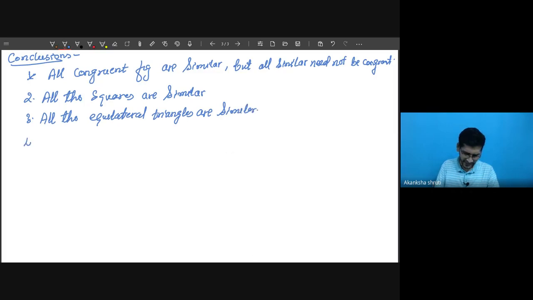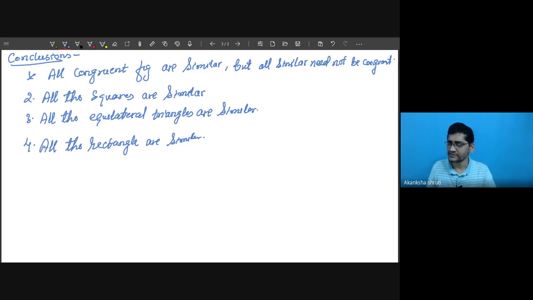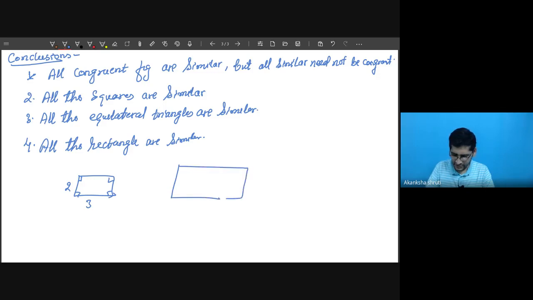Students, can we write like this? All the rectangles are similar. Is it correct or not? Students, you must think. For rectangles, write your answer, yes or no. Though this angle is 90 degrees, it is possible that this side is 2 centimeter and this is 3 centimeter. Another one is possible like this.